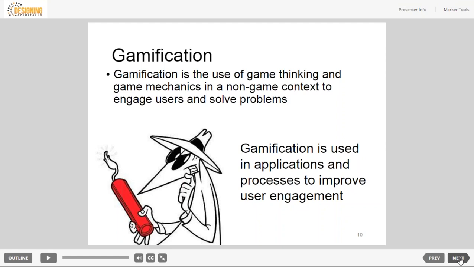So gamification, in essence, is using game mechanics, such as in the story that I just told, the whistle, the timer, and a reward, an intrinsic reward, which is your trophy, to allow them to do something that is not very fun.